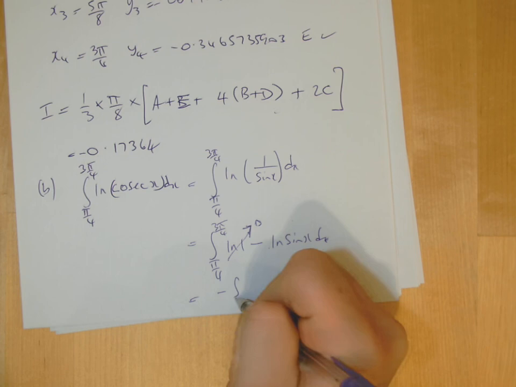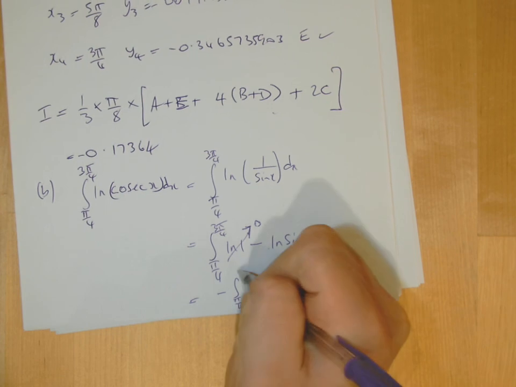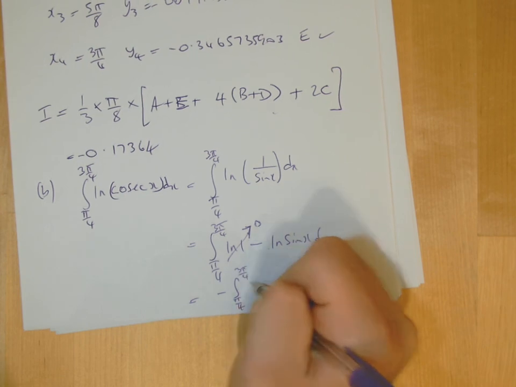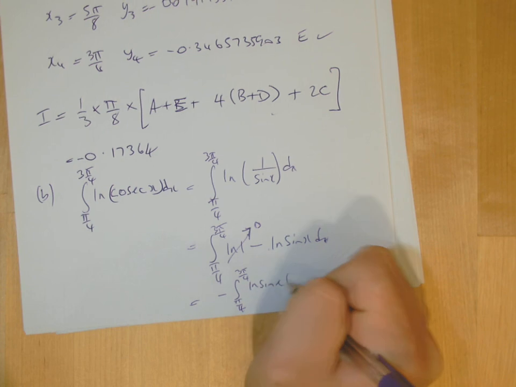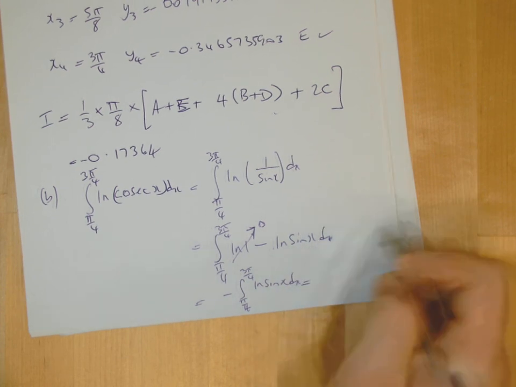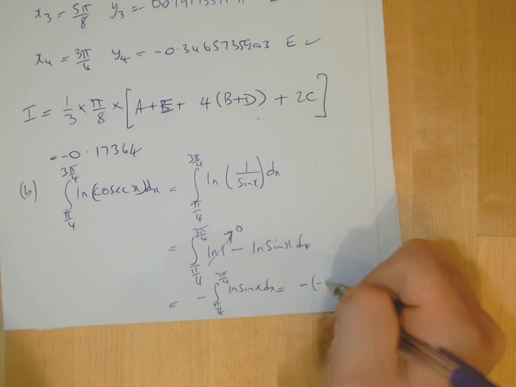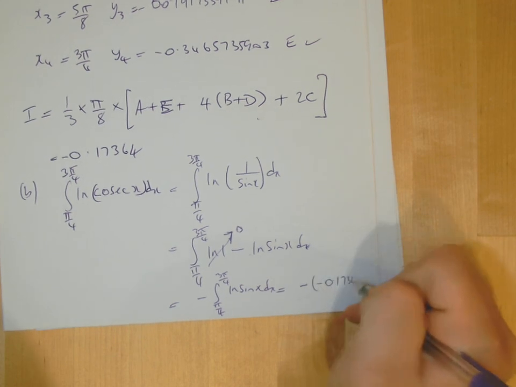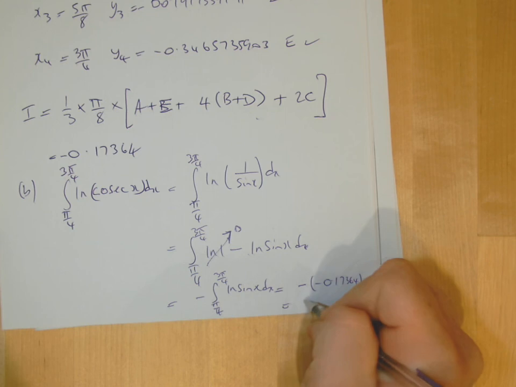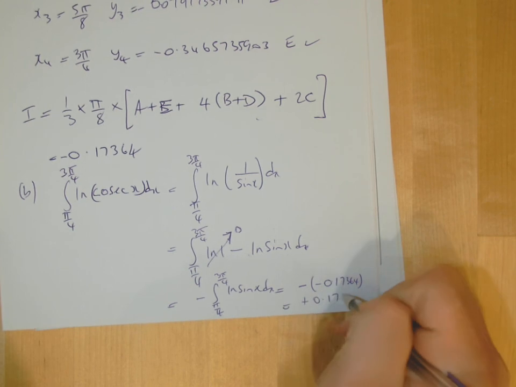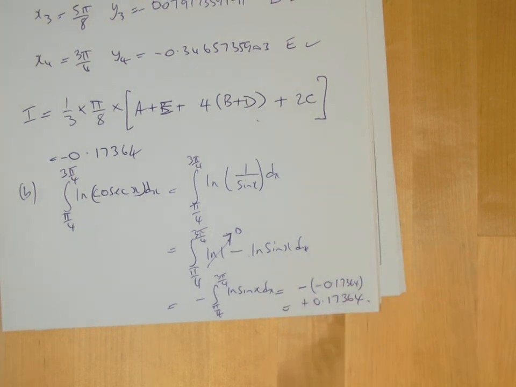Now I can take that minus to the outside because it's just a constant. So I just end up with minus the answer from part A. The answer from part A was minus 0.17364, so we just change that to a plus because two minuses make a plus. And we've got our answer.